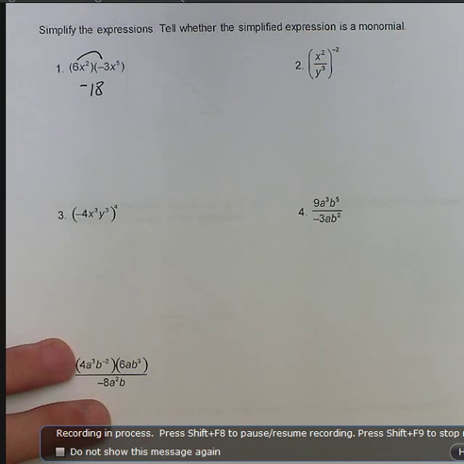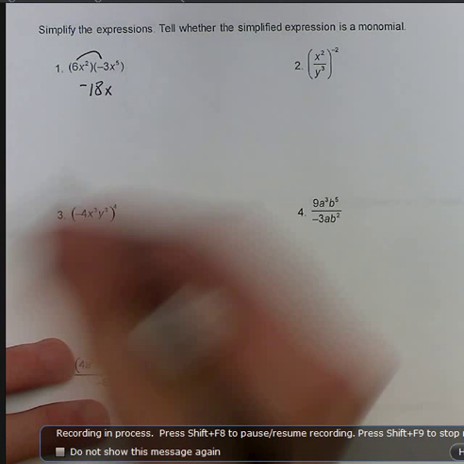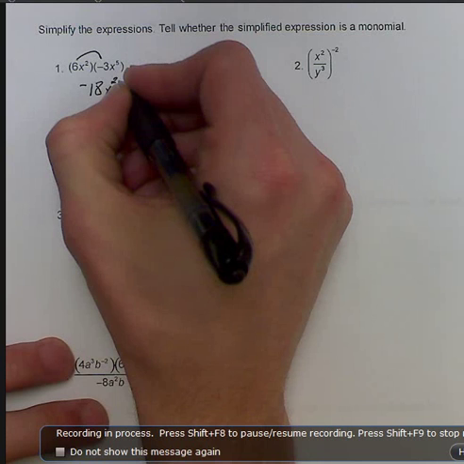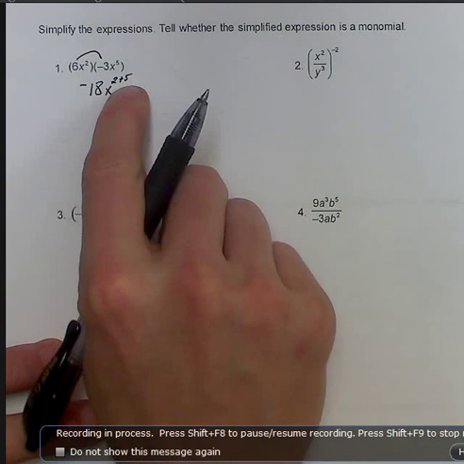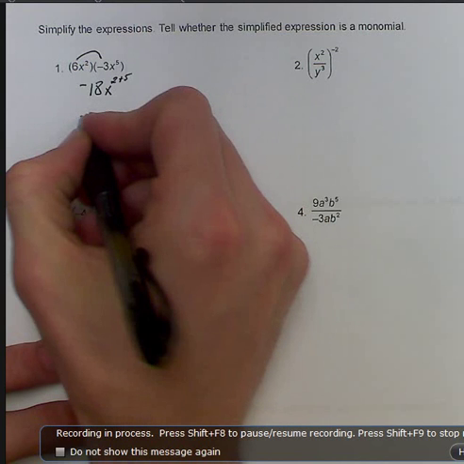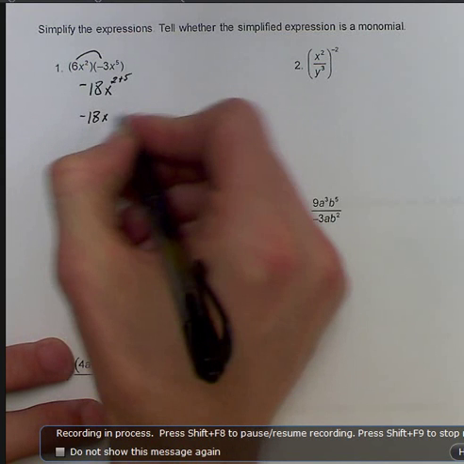I know that I'm going to have an x, so I'm going to go ahead and put that there. And then all I need to do is add my exponents. So I will add 2 and 5, and I would get 7. So my answer would be negative 18x to the 7th.